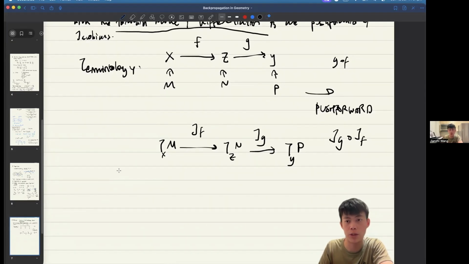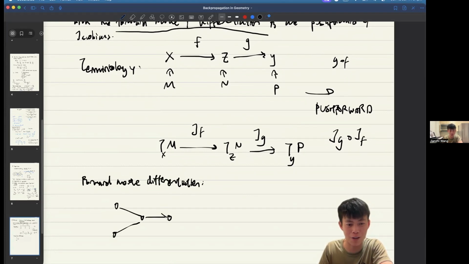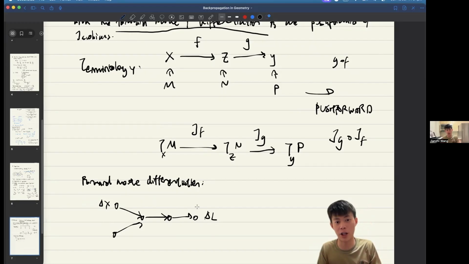In forward mode differentiation, so this is just a side note. Again, I'll just draw a compute graph, but because we have seen it a lot of times now, I'm just going to use notes. In forward mode differentiation, what happens is we tweak some weight by delta x, and we try to see what the final delta L is. So this is precisely what the Jacobians are doing, right?